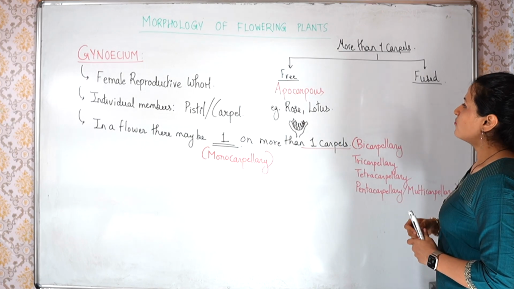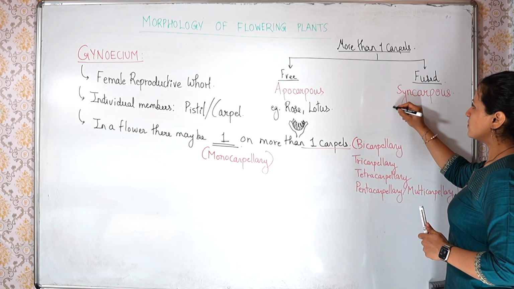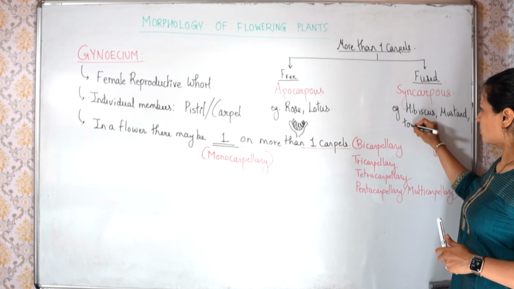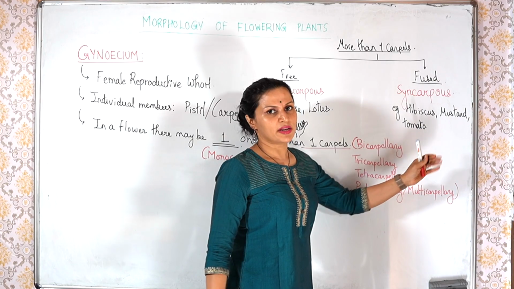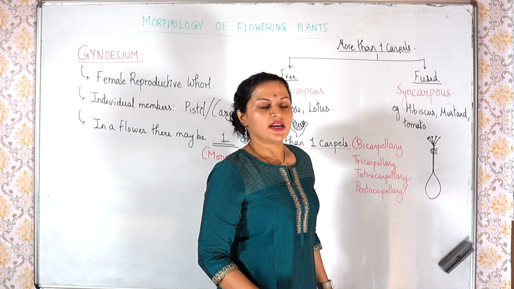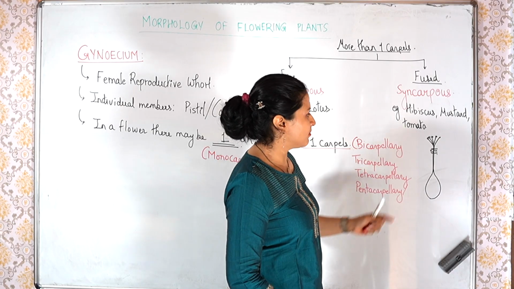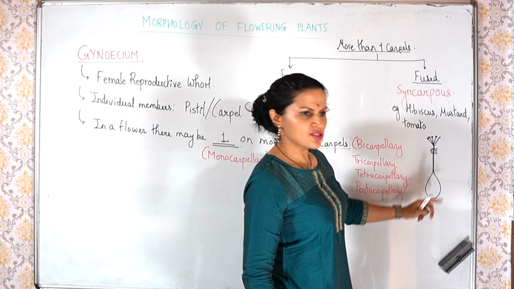If the pistils are fused together, that will be called as Syncarpous condition. Example, hibiscus, mustard, tomato. How do fused carpels look like? For that, I will give you the example of the hibiscus. The hibiscus is actually a pentacarpellary Syncarpous ovary. 5 ovaries are fused together. But if you look over here, you will see that there is just a single ovary.